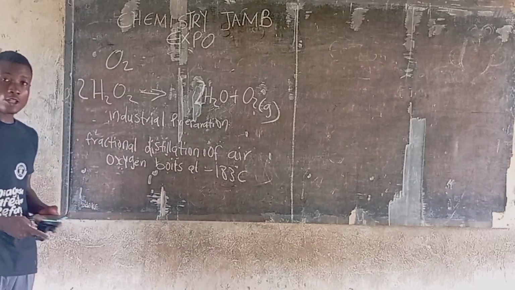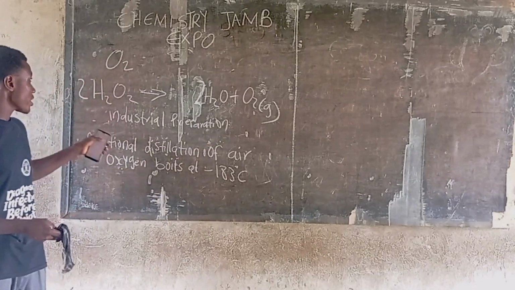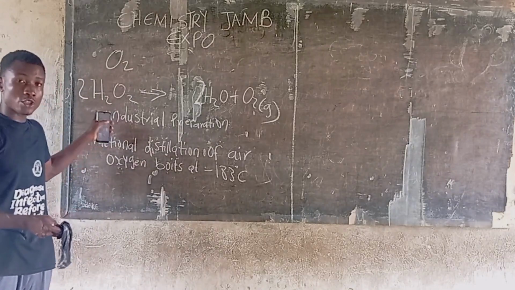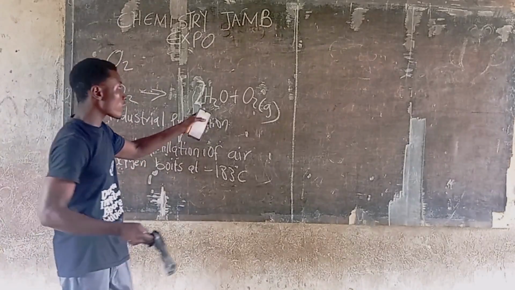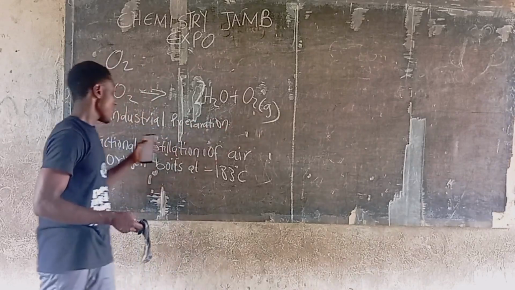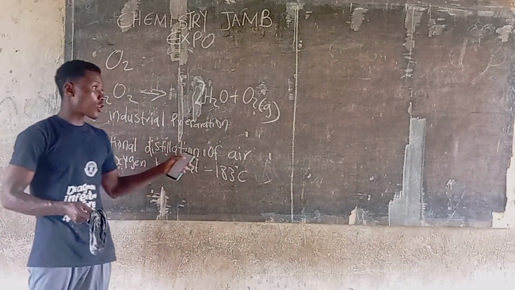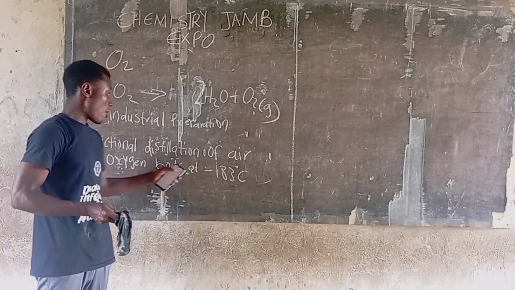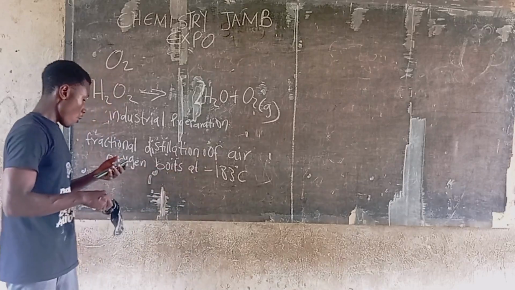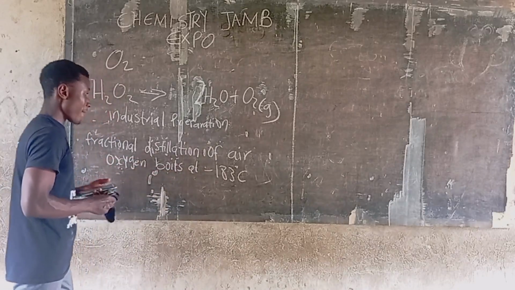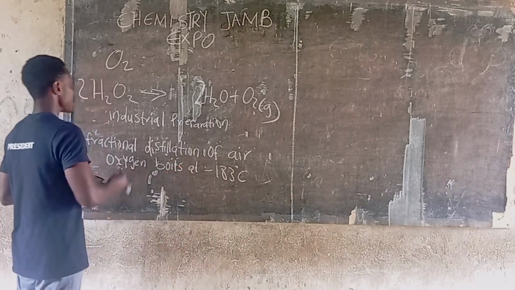So this is how we can prepare our oxygen, either in the laboratory using the breaking down or the decomposition of hydrogen peroxide giving us 2 molecules of water and oxygen gas. And the industrial preparation is simply the fractional distillation of air, where we have our oxygen boiling at minus 183 degrees Celsius.